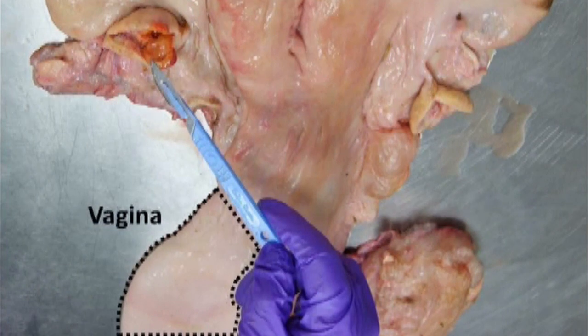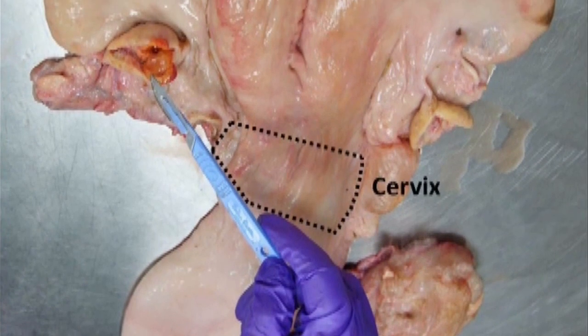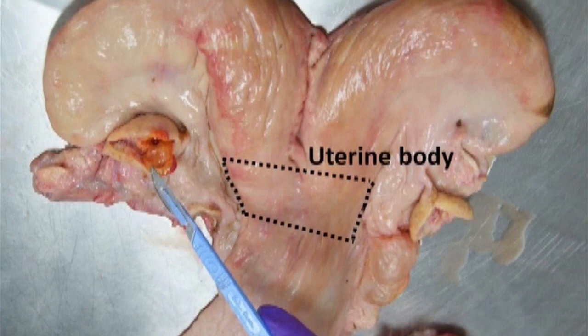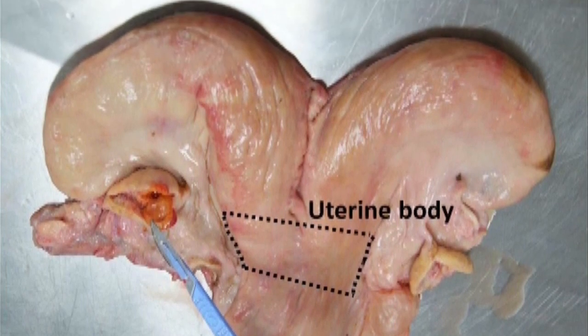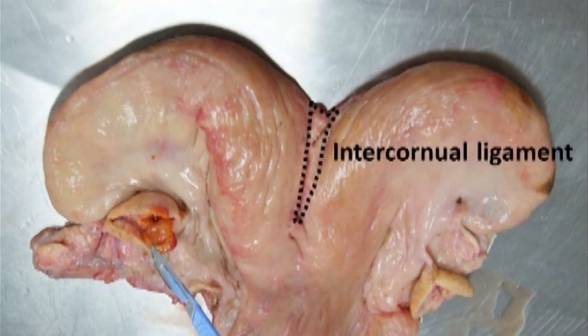It is important to remember the location of the urinary bladder, as the visualization of this structure on ultrasound may be mistaken for the presence of a pregnancy. As we move further cranially, we will come to the cervical region. Beyond the cervix is the uterine body, which then splits into a right and a left uterine horn. The structure referred to as the intercornual ligament, which can now be seen outlined, is located between the left and right uterine horns beyond the level of the bifurcation of those horns from the uterine body.